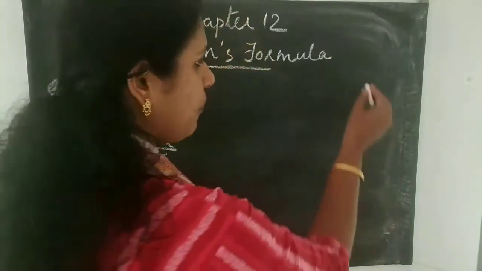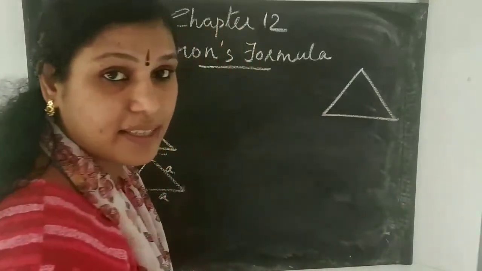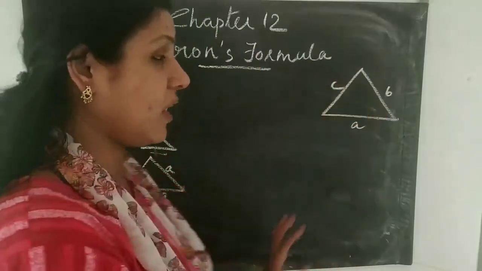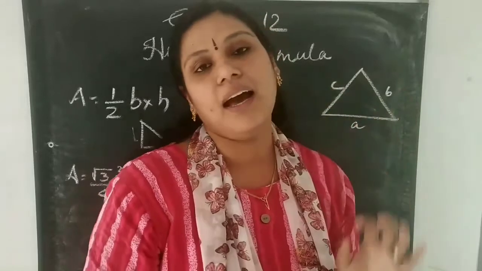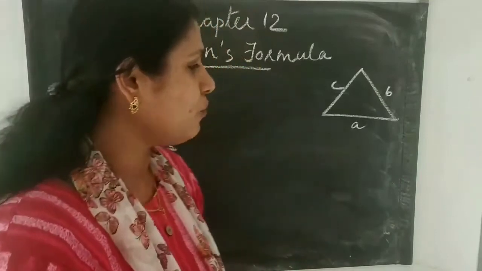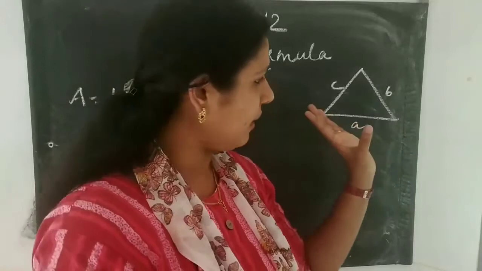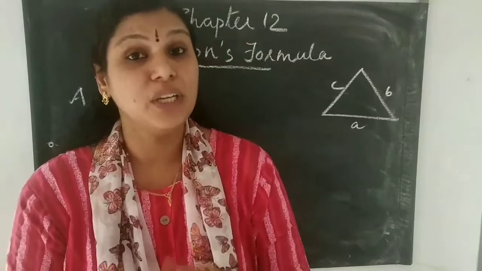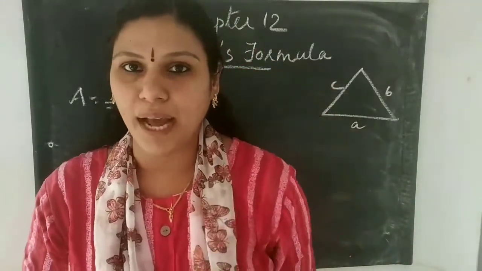But you know about the scalene triangle. What is special about the scalene triangle? This is A, B, and C. All the 3 sides are different in measurement. That is a scalene triangle. So it is very difficult to find the height from this. From a scalene triangle, we have to find height. It's very difficult. So one of the famous mathematicians, Heron, derived a formula.